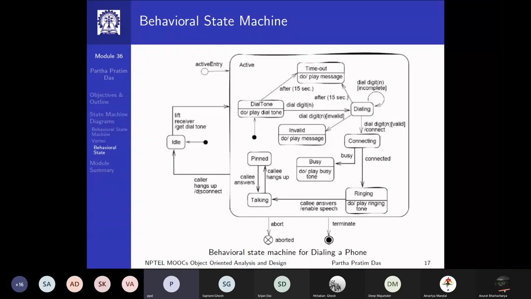Then the caller hangs up, you disconnect, and get back to the idle state. You lift the receiver, you start in here again, and so on. And you'll see that many of the states finally do not show a transition. For example, busy state or transition out of that state, like the timeout or invalid or busy. So those are all shown together here. If it is not shown, that means it is aborted, terminated, right? So this is how you typically depict a behavioral state machine in terms of simple states.